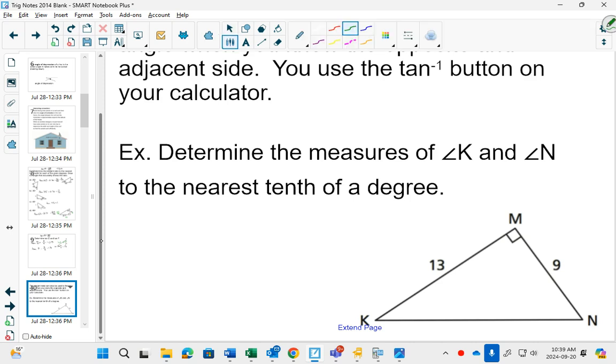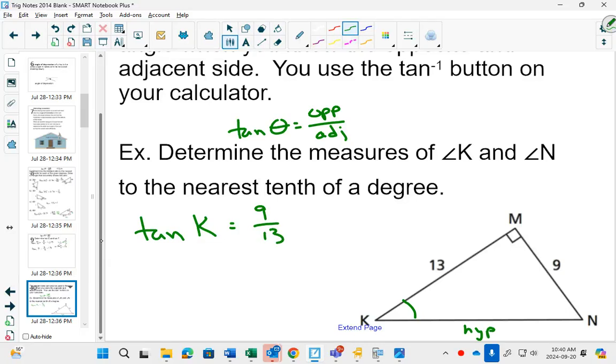And the way that we set things up on our calculator, okay, we're going to find angle K. I'm going to label that in green. And I'm going to write above here, I'm going to remind myself of the definition of tan. Tangent is the opposite side over the adjacent side. So then if I want to write the ratio for K, tan of K, the opposite side is 9. The adjacent, because if I go straight across, that's 9. The adjacent side is 13. This, of course, is my hypotenuse, opposite the 90. Kind of weird to have the 90 degrees on the top.